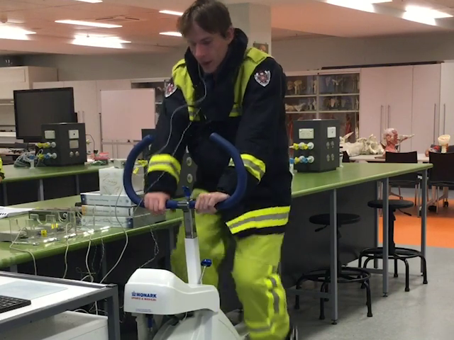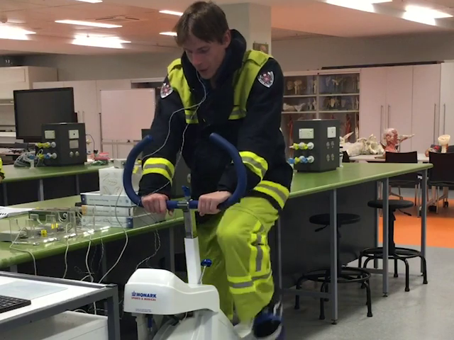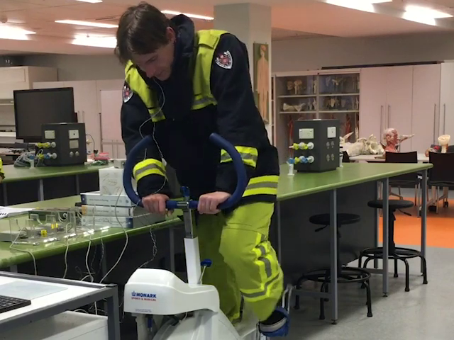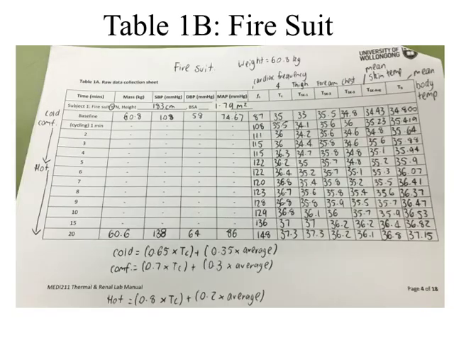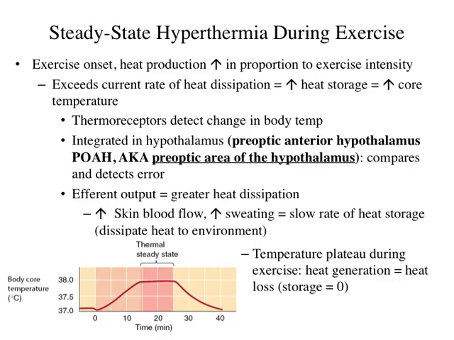Now that the participants have finished cycling, and all data has been collected, the following results should be copied into your lab book for both Table 1A and 1B, each representing the non-fire suit and fire suit participant respectively. Question 9 on page 8 of the lab book can be answered by comparing the differences in variables between the fire suit and the non-fire suit at each stage of the 20-minute cycle.